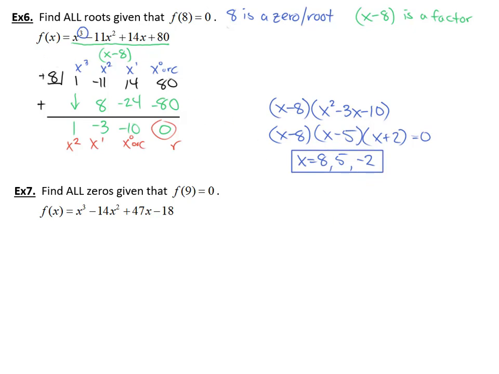Okay, there's one more down here. I know this video is a little long. Apologies. One more down here. Try this out. You can pause the video now, see if you can find the rest of the zeros here. Use the example above. Pause the video now and give it a try.